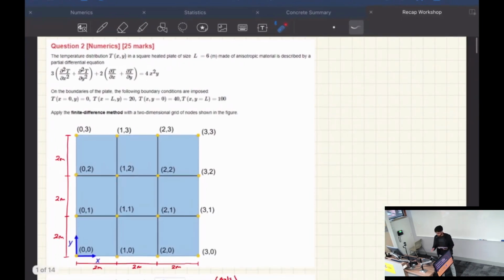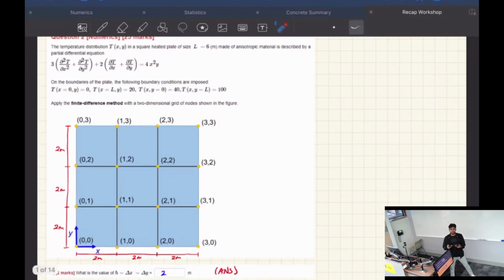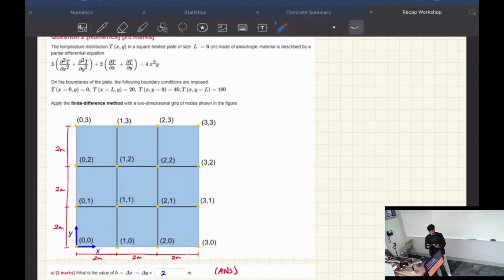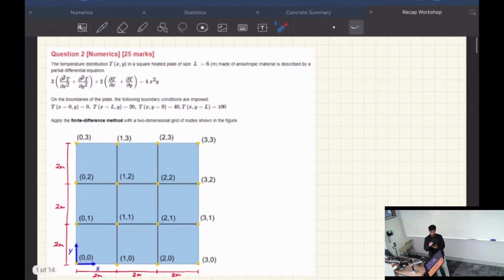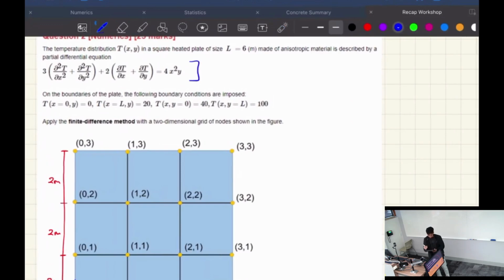So question 2, this is from week 9 or week 10, the PDEs topic. The temperature distribution T of x, y is in a square heated plate of size L of 6 meters. They've given us an equation over here, a partial differential equation, or PDE. If you've done Math 2018, you might have seen a few of these earlier, but if not, don't worry, it's not too bad.